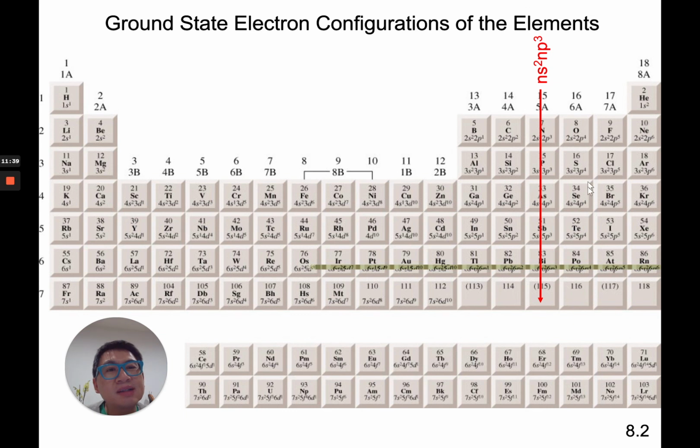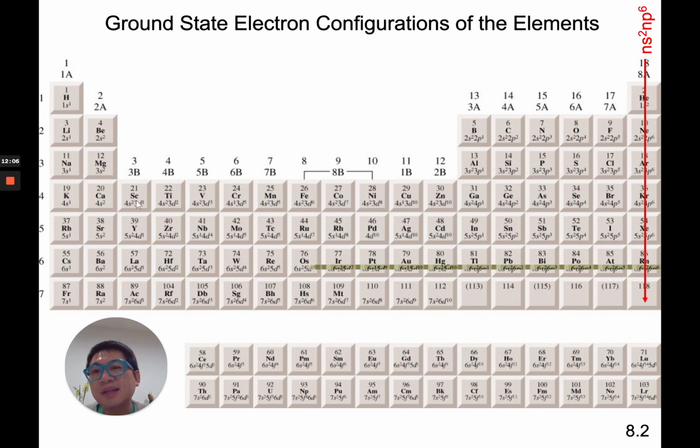What about the oxygen group? What do they all end in? You can see on the screen, they all end in something p4, followed by p5 and p6. The noble gases end in something p6. There is one exception. Let me go back. Notice that helium here is just 1s2. There is no such thing as a 1p level, so it just ends in 1s2.